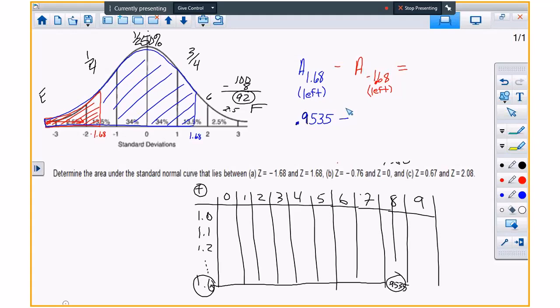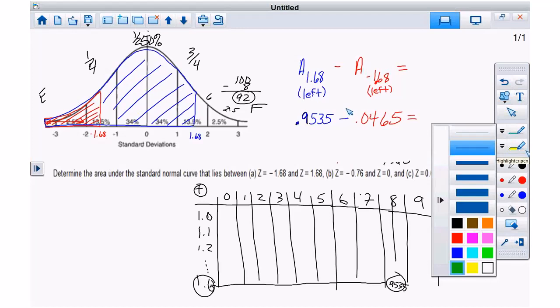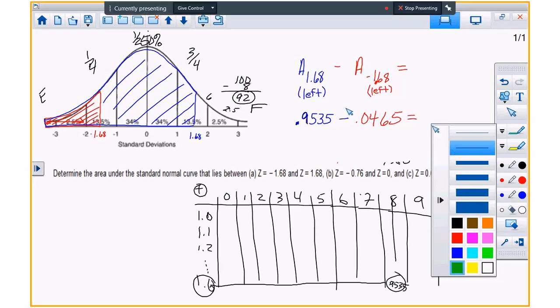What'd you get? 0.0465. Okay, 0.0465. Now, subtract those two, and you get your answer. What is it? Well, 95 cents minus 4 cents is 91 cents. So common sense tells us we're going to come out with about 91 cents, or 91%.